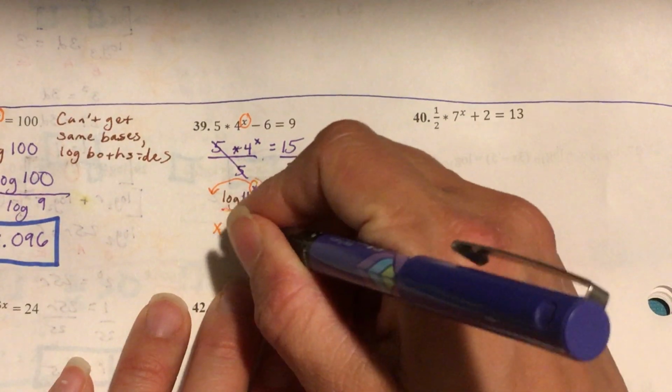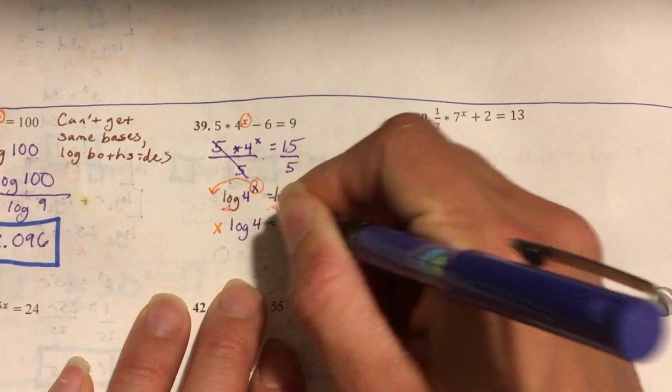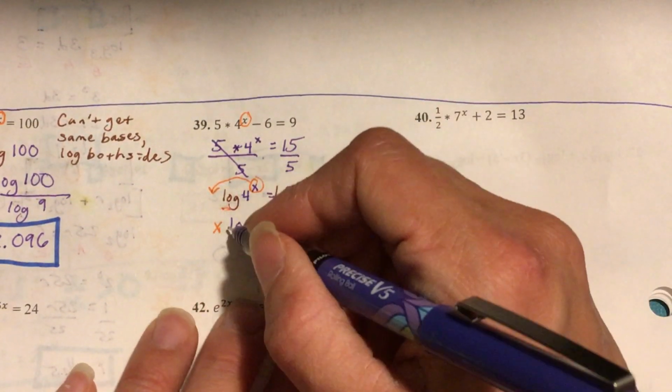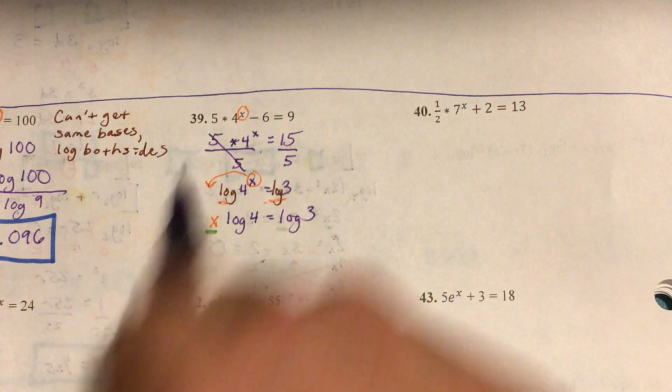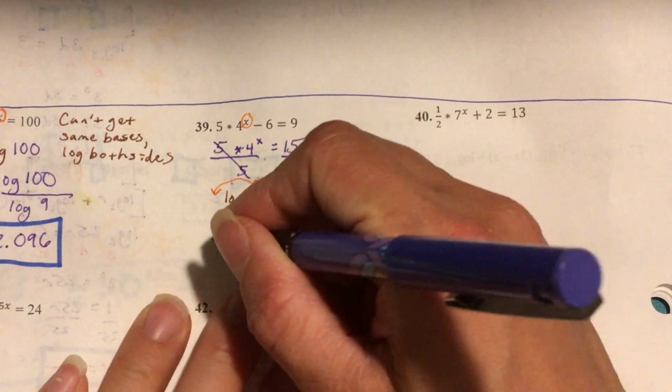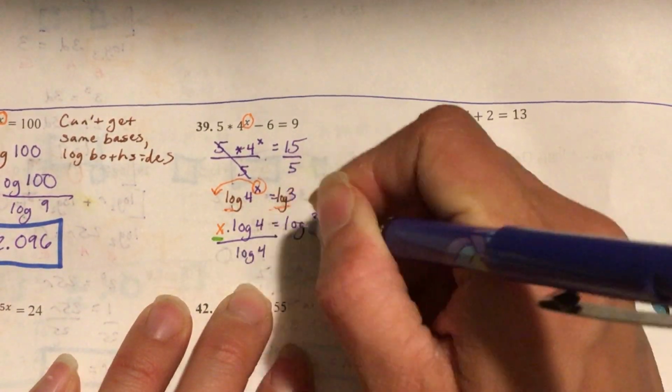So x common log 4 equals log 3. So now I have x at ground level. So x times log 4 equals log 3. We can divide both sides by log 4.